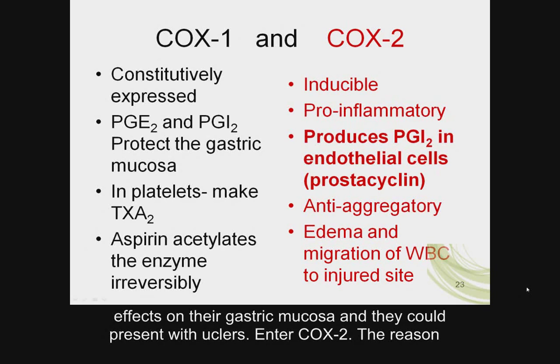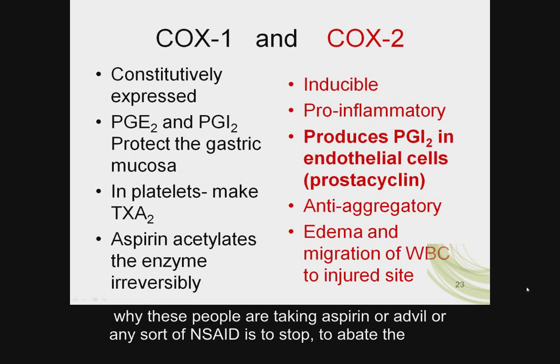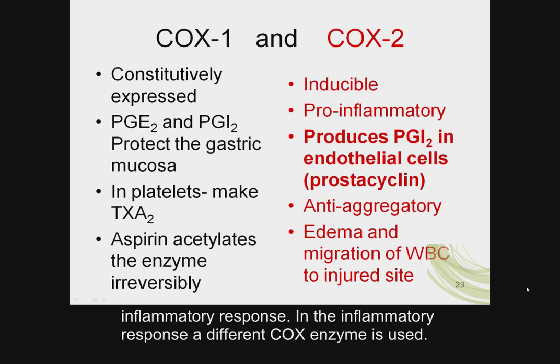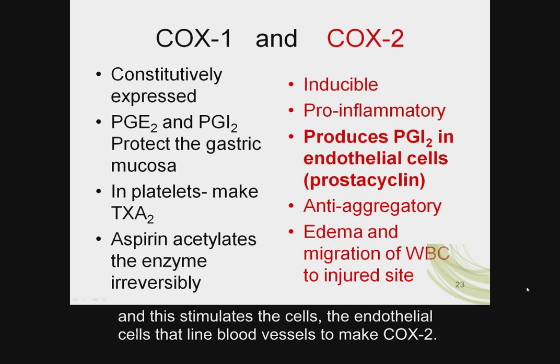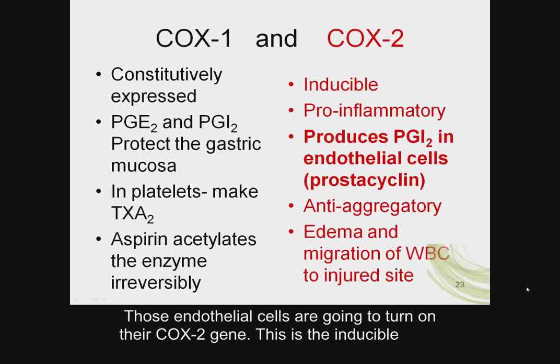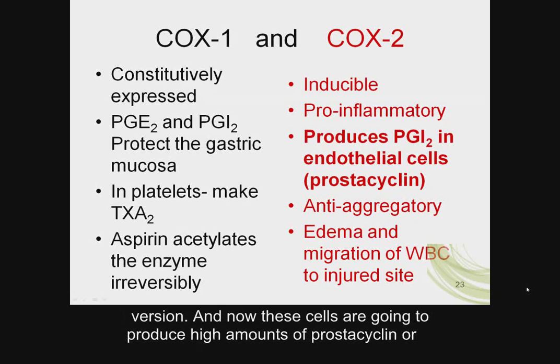Enter COX-2. The reason why these people are taking aspirin or Advil or any sort of NSAID is to abate the inflammatory response. In the inflammatory response, a different COX enzyme is used. It's inducible. So the macrophages and other white blood cells release cytokines, and this stimulates the endothelial cells that line blood vessels to make COX-2. Those endothelial cells are going to turn on their COX-2 gene. This is the inducible version. And now these cells are going to produce high amounts of prostacyclin, or PGI2.